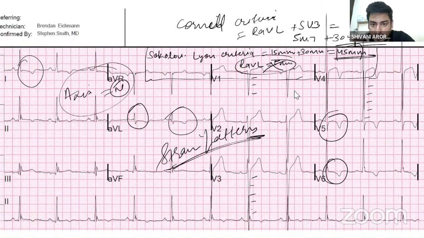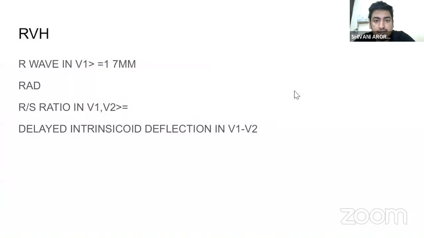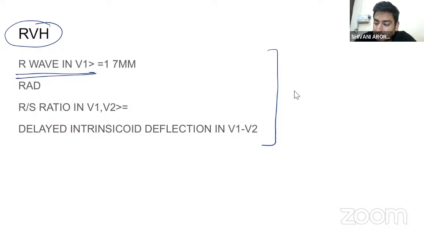Now let us come to the next slide, that is RVH. Okay, so for RVH, we don't have per se any criteria as in LVH, but yes, all these things would suggest that there would be a RVH. So the R wave in lead V1 should be more than or equal to 7 mm. So R in V1 more than or equal to 7 mm. Second thing is there may be right axis deviation also. Most of the cases it is there.